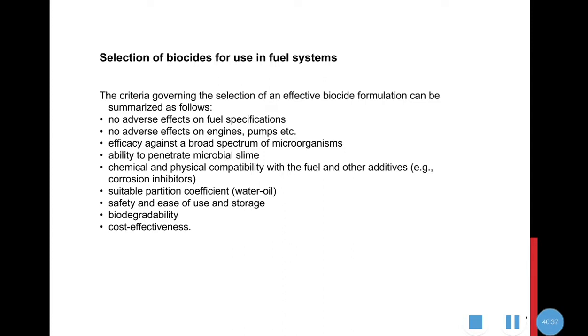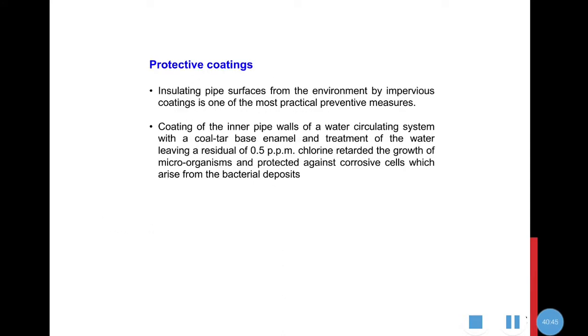So that is all the criteria for the biocide if you plan to use this method to control corrosion in the fuel system. Then next is protective coating. Okay, protective coating on the surface, as you can see today, they will coat or paint the surface of the pipeline.